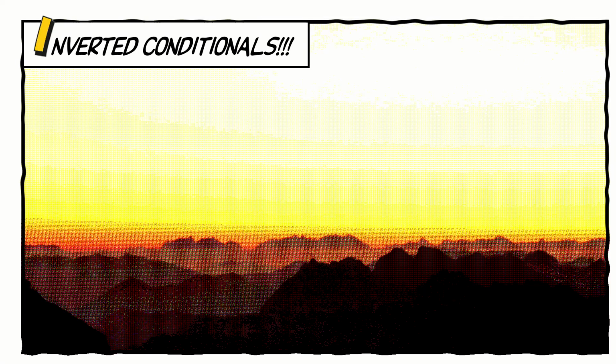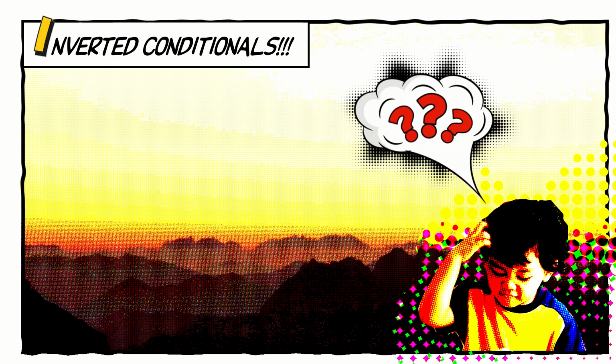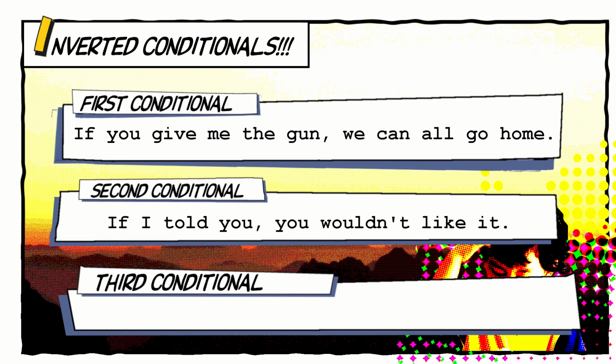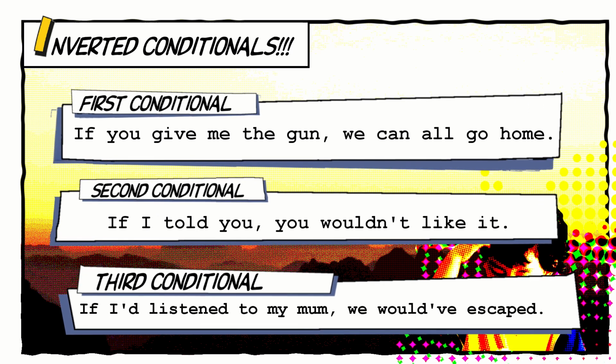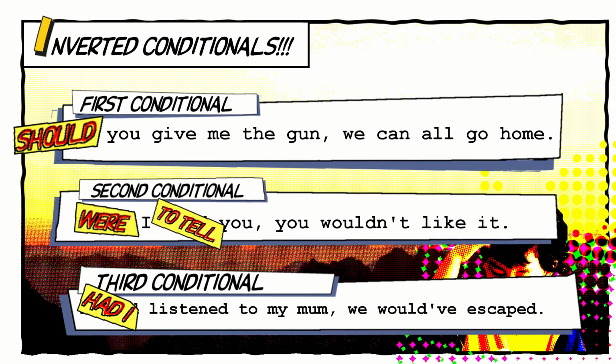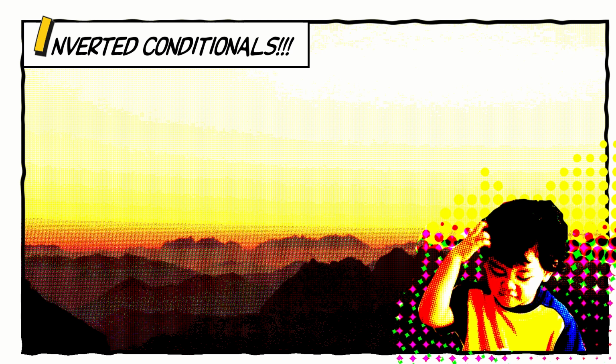Right, let's get started. How do you make inverted conditional sentences in English? Well, because there are basically three main types of conditional sentence in English, creatively called the first conditional, the second conditional, and the third conditional, that means there are three ways to invert conditionals in English. Let's look at the conditionals and how to invert them one by one.